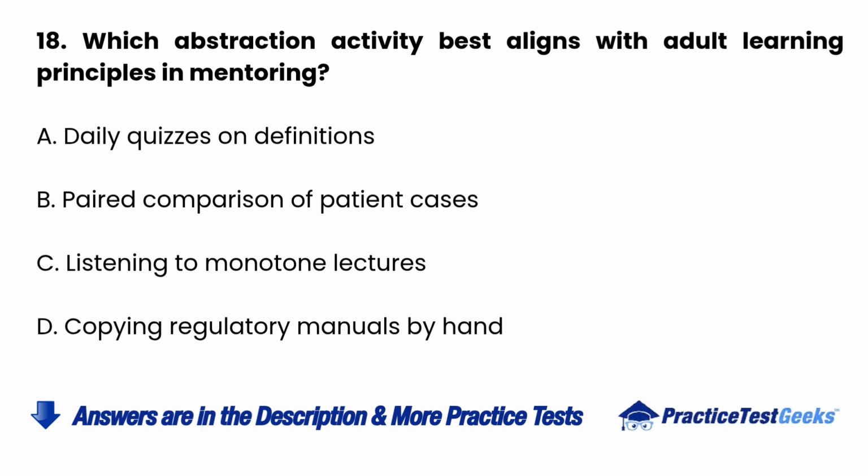18. Which abstraction activity best aligns with adult learning principles and mentoring? A. Daily quizzes on definitions. B. Paired comparison of patient cases. C. Listening to monotone lectures. D. Copying regulatory manuals by hand.